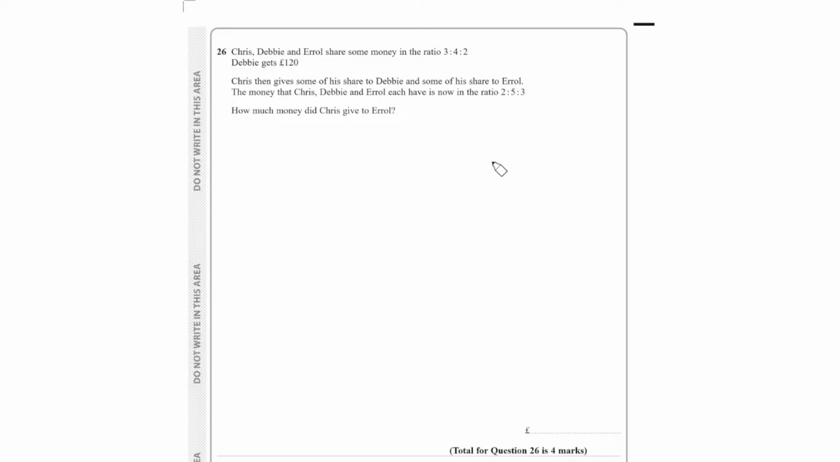Let's go backwards a bit. With ratio, I like to lay it out. I don't know, I just like to visualize it like this. So I'll write their initials, 3 to 4 to 2 underneath. Now, they've told us what Debbie gets. I'm going to put exactly how much she gets in her column. So do you see how that means that £120 is the equivalent to 4 parts of my ratio? So what I could do is just divide by 4 to find one part of my ratio.